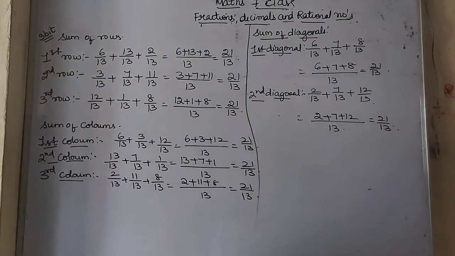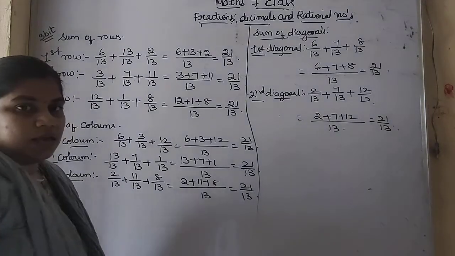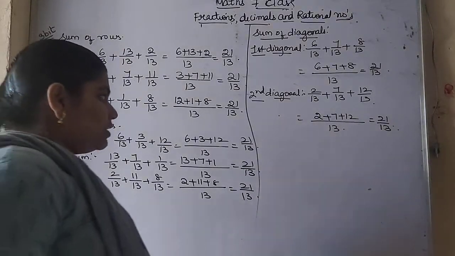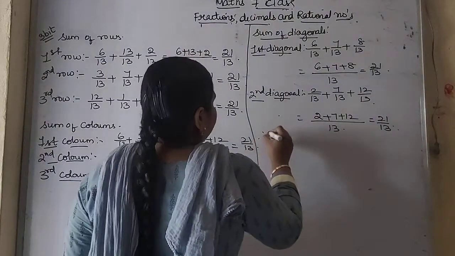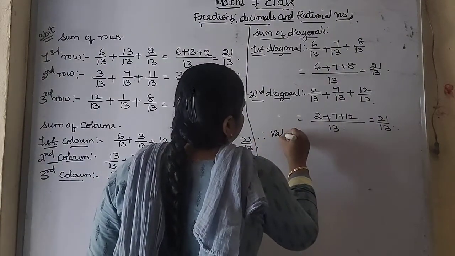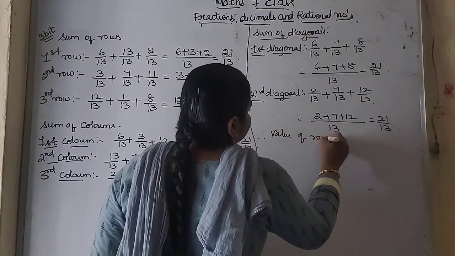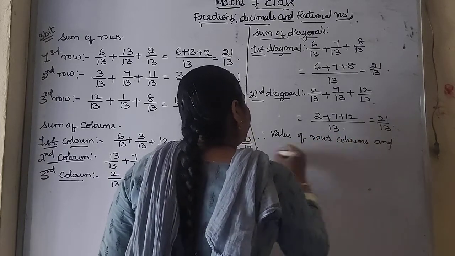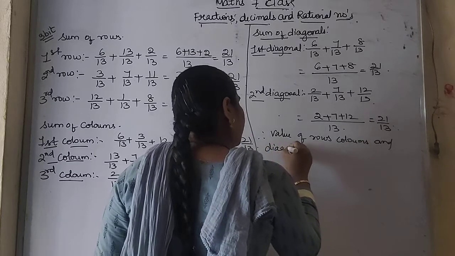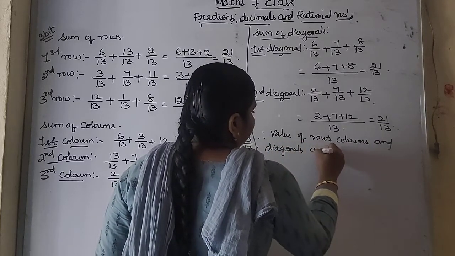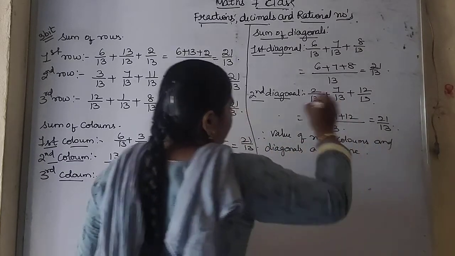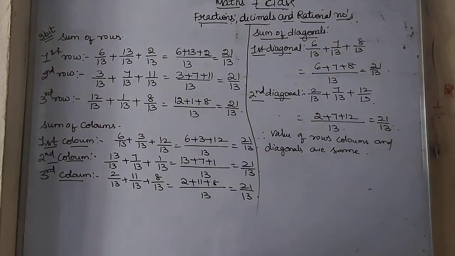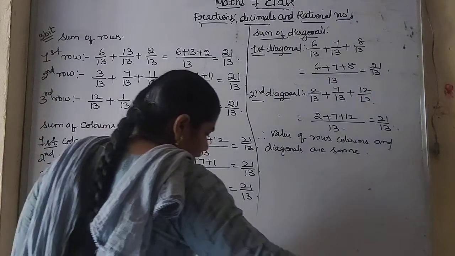So if you see, in any way, it can be any row, any column, or any diagonal, all the answers are the same here. So the values of rows, columns and diagonals are the same. Okay, so this is our third bit. Next is the fourth bit.